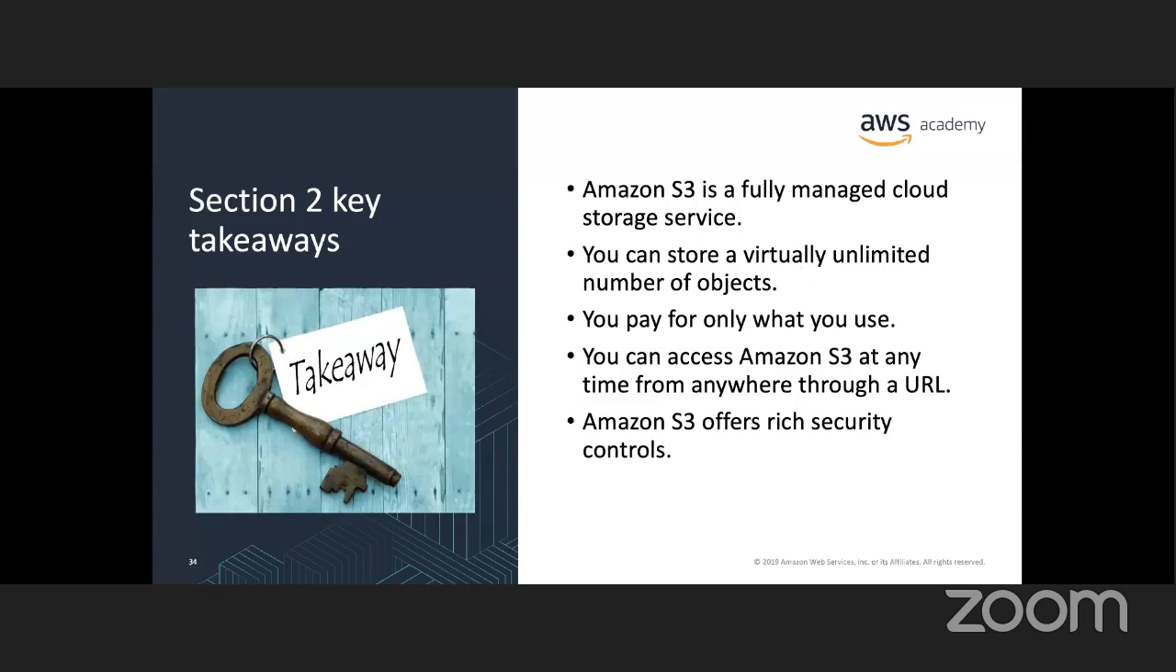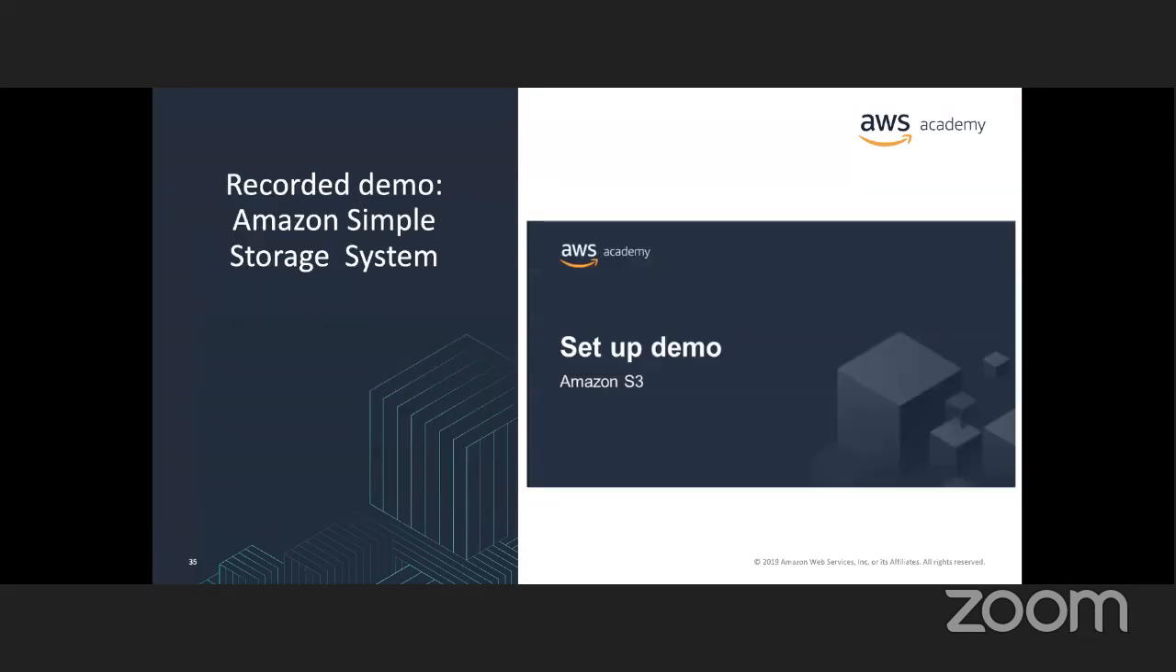You can access Amazon S3 at any time from anywhere through a URL. And if you want a particular number of people to use that URL, you can have a signed link that has an expiration date, and people can access that link within a specific time. Amazon S3 offers rich security controls.